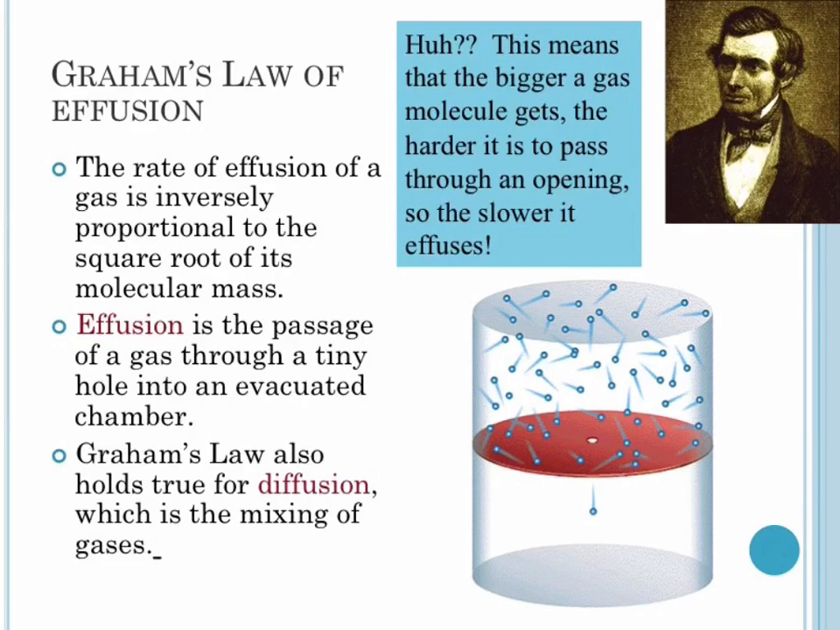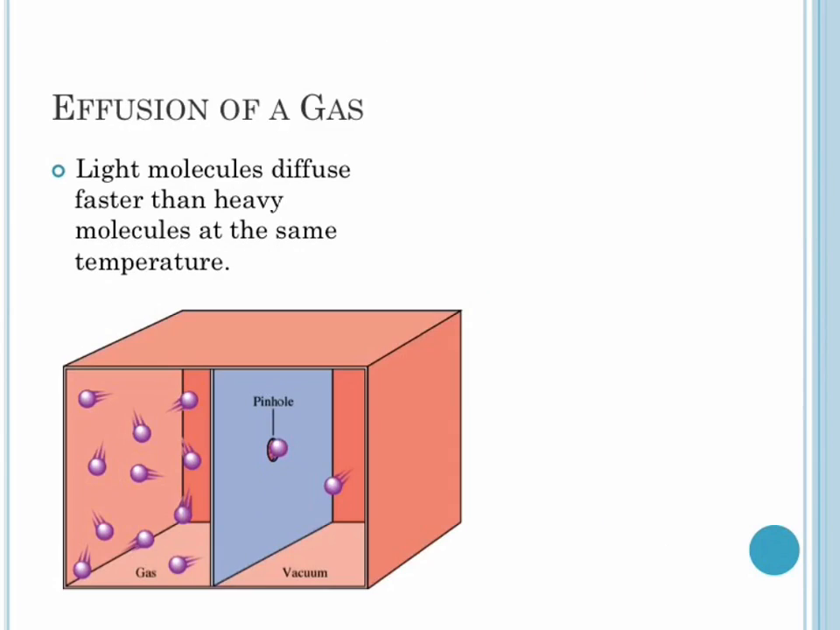Okay? Now, Graham's law also works with diffusion, which is when we take two gases and they eventually mix together. So spray something over here, spray something over here, and eventually wherever we are, we're going to start smelling it, and that is diffusion. They come together, okay? So lighter molecules diffuse faster than heavier molecules when they're at the same temperature. If they're at different temperatures, then this does not apply.